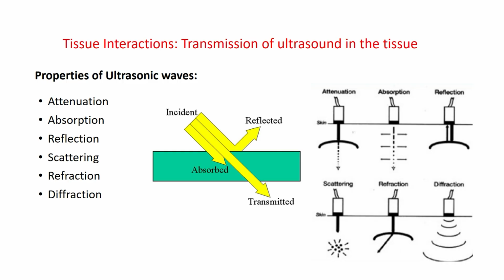Let us now discuss some properties of the ultrasound wave. There are some terms related to ultrasonic waves, like attenuation, absorption, reflection, scattering, refraction, and diffraction. Whenever the sound wave interacts with the tissue, it may get attenuated. That means the intensity of the sound wave may decrease.